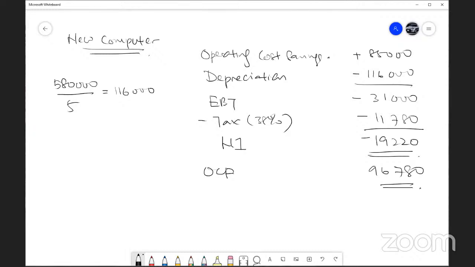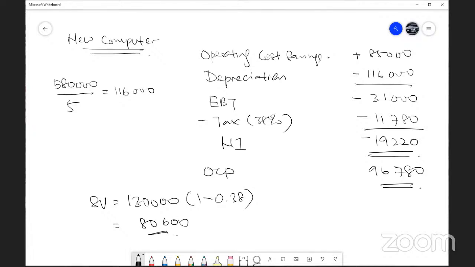Then, just like what we did just now, you need to count the after-tax salvage value. For this new computer, they are telling you it will probably be worth 130,000 after 5 years. So 5 years later, the salvage value is $130,000. But this is subject to tax again. 38% is being taxed, so the value is only 62% of it. This will be 80,600.